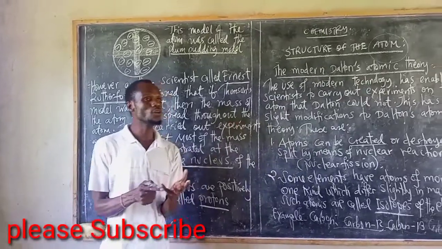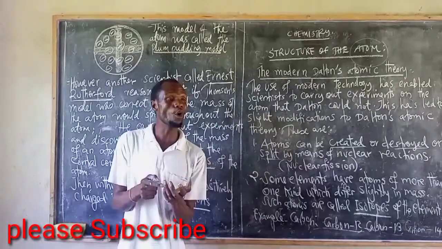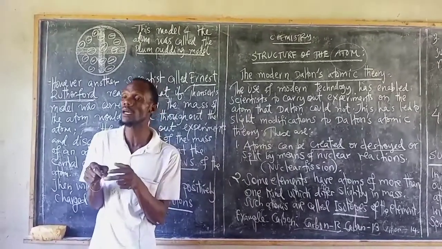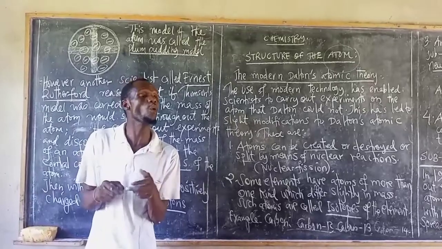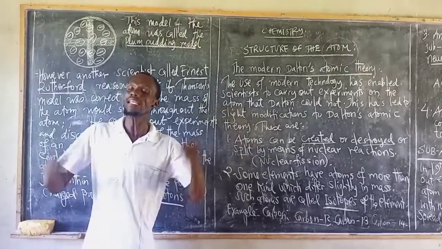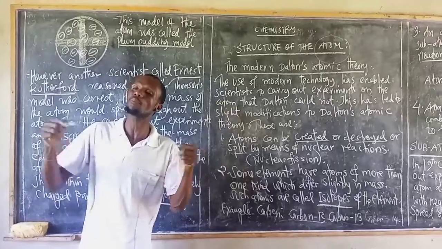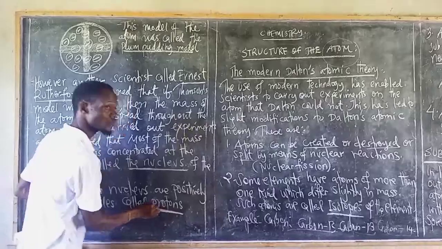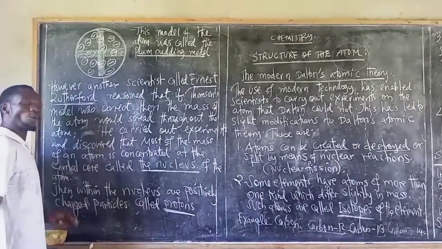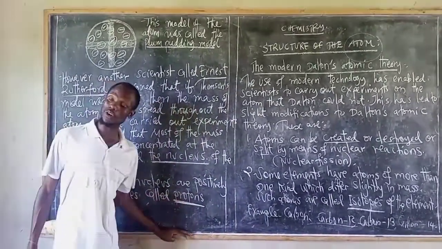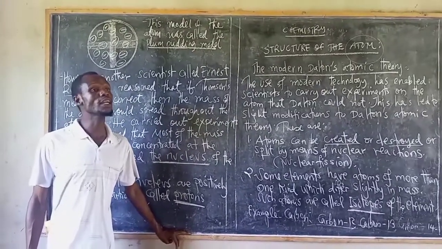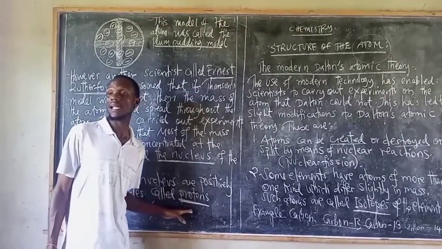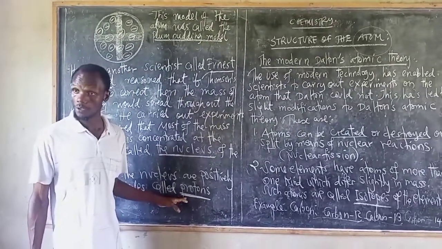The mass of an atom, according to Rutherford and the experiment he did, was concentrated at its central core, and that central core was called the nucleus. And inside the nucleus, he discovered there are positively charged particles called protons. So we have seen negatively charged particles, which are called electrons, and also positively charged particles, which are called protons.